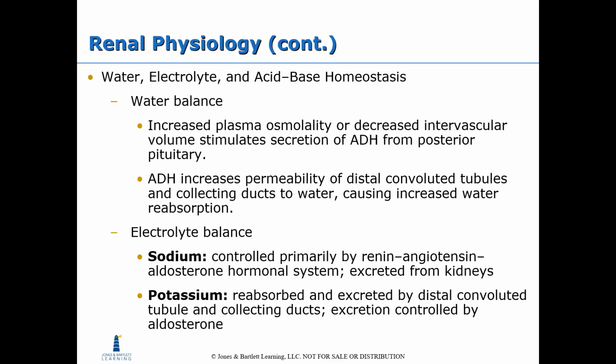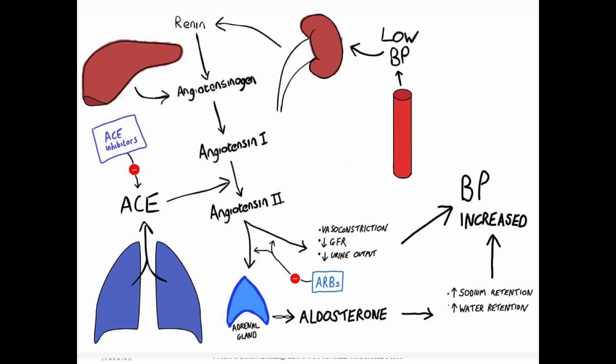For electrolyte balance, sodium is controlled primarily by the renin-angiotensin-aldosterone system. So I'm going to click forward just to show you a diagram of this. Renin is going to be released by the kidneys in response to a decrease in blood pressure. So if we have low blood pressure, the kidneys are going to release renin. Renin is going to stimulate the release of angiotensinogen from the liver.